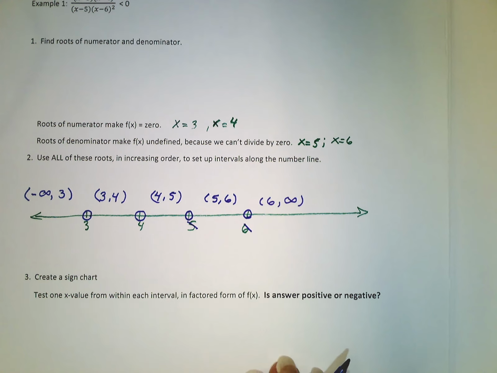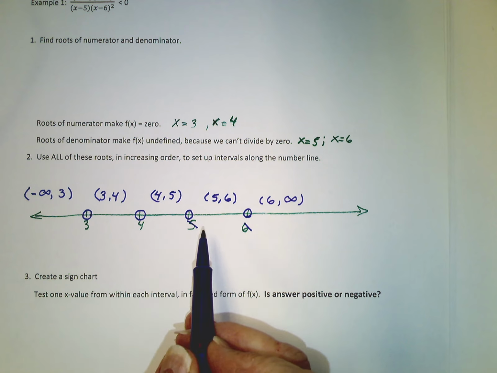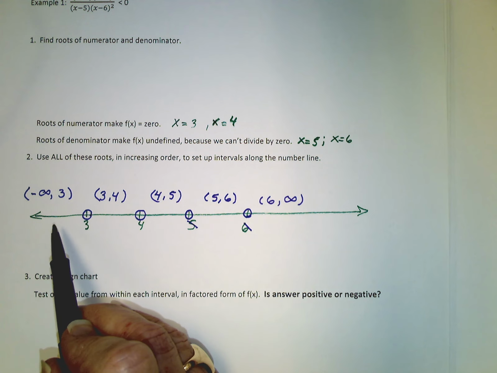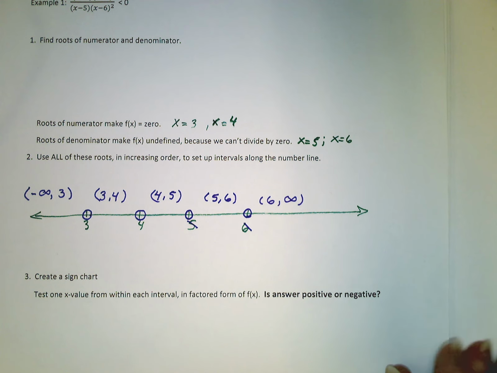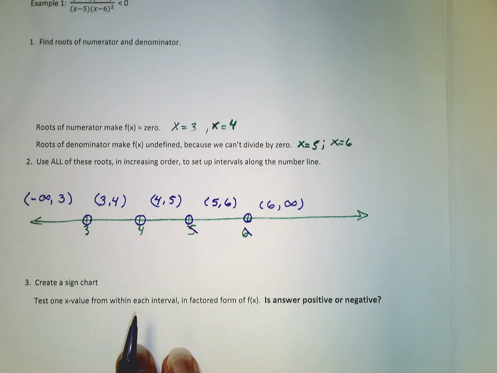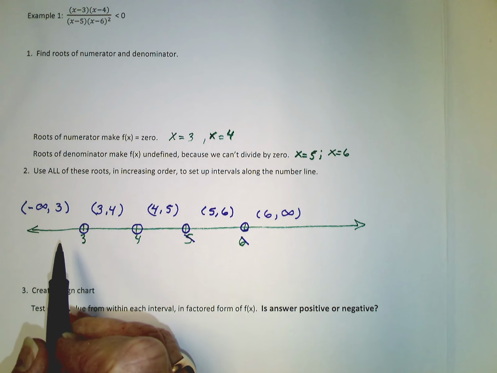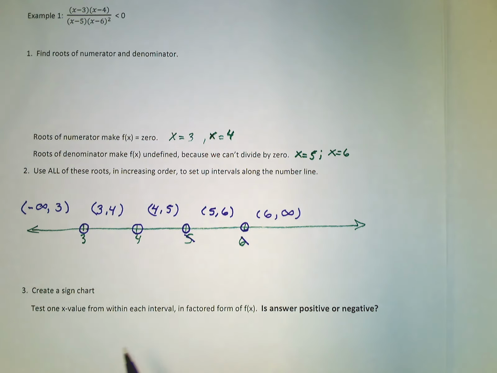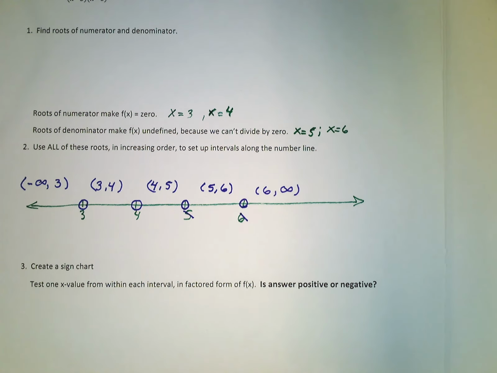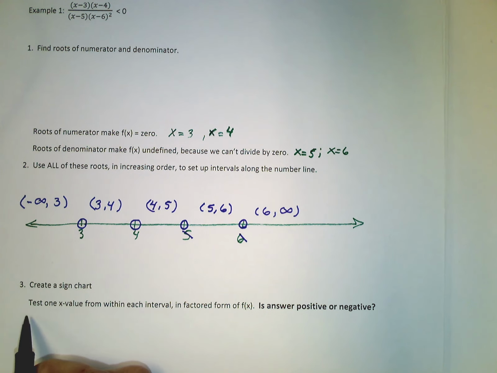So we are going to create a sign chart, a plus and minus chart, to go with one value, either a positive or negative for each one of these separate intervals, which will give us an idea of what the graph looks like. How we get that chart is we pick one x value from each interval and plug it into the factored form of the equation. Because I can't fit all of this on the screen, I'm going to copy the problem down again here. Just the factored form.